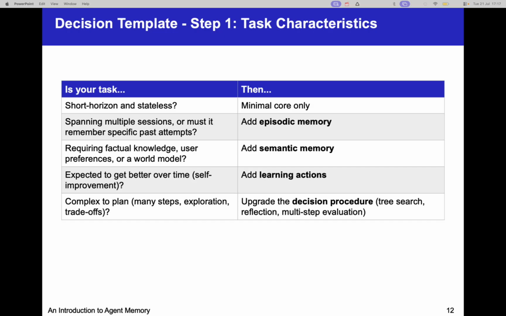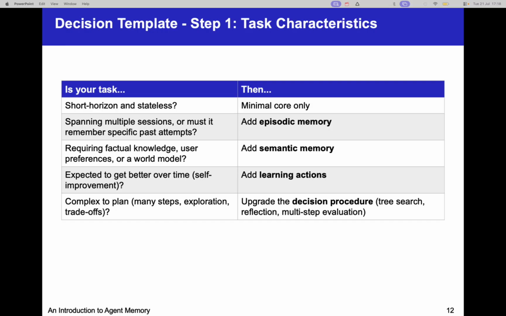Right, so if you want to decide what type of memory you need, you can start with this. If you start with a short-horizon and stateless task, like a single prompt that you will never use again, you don't really need anything beyond working memory and obviously a reasoning model. If you span multiple sessions, you probably want to add episodic memory to remember things that happened in the past. So maybe you don't want to repeat mistakes. You add logs for that and give your agents in different sessions access to that information. If you need factual knowledge or user preference or a world model, then you need to add semantic memory.